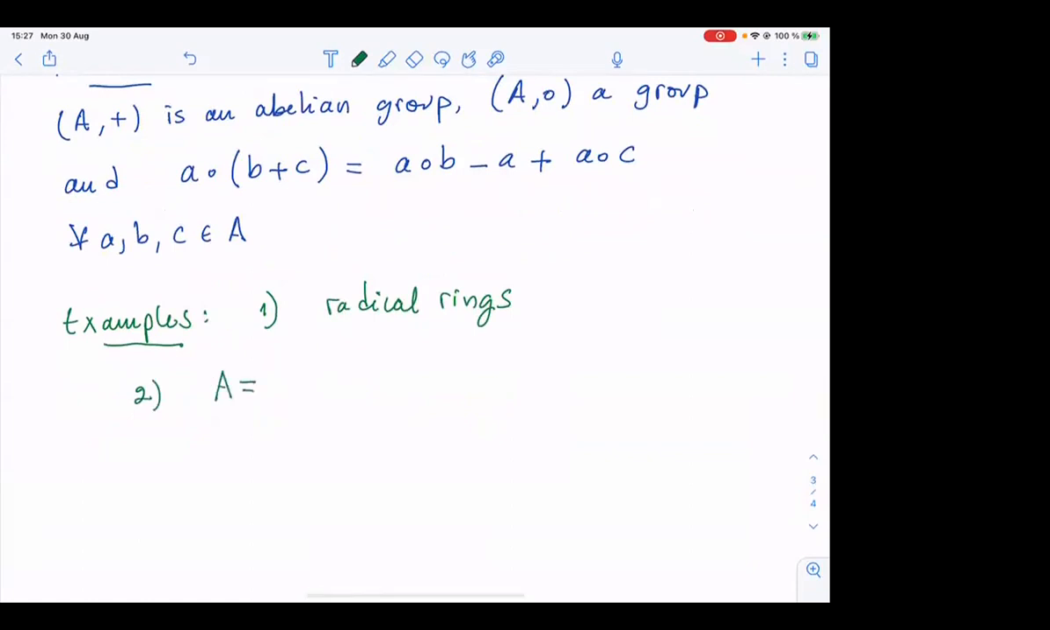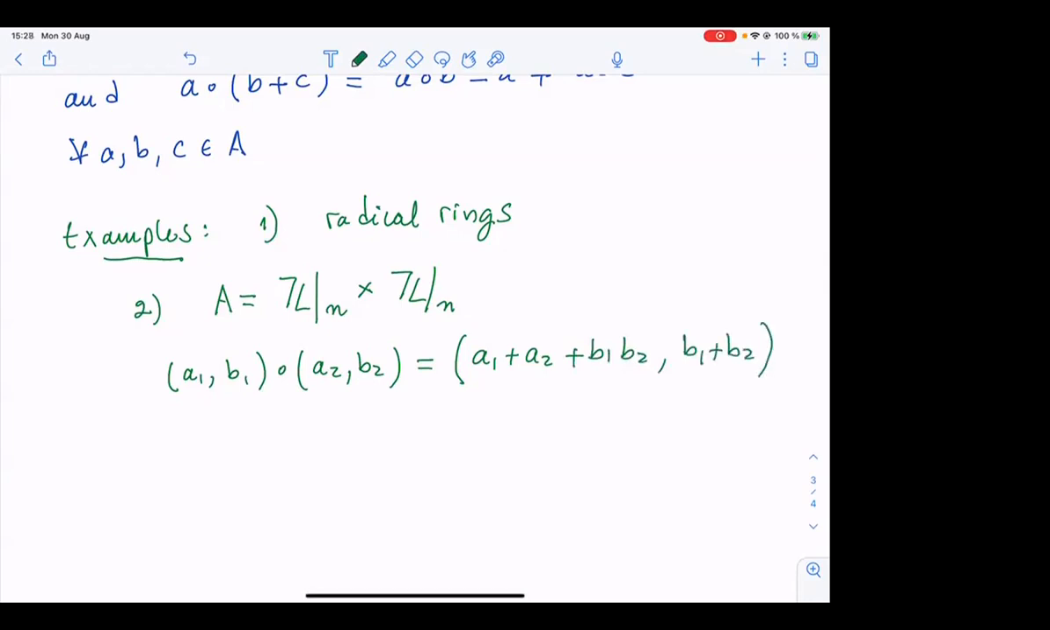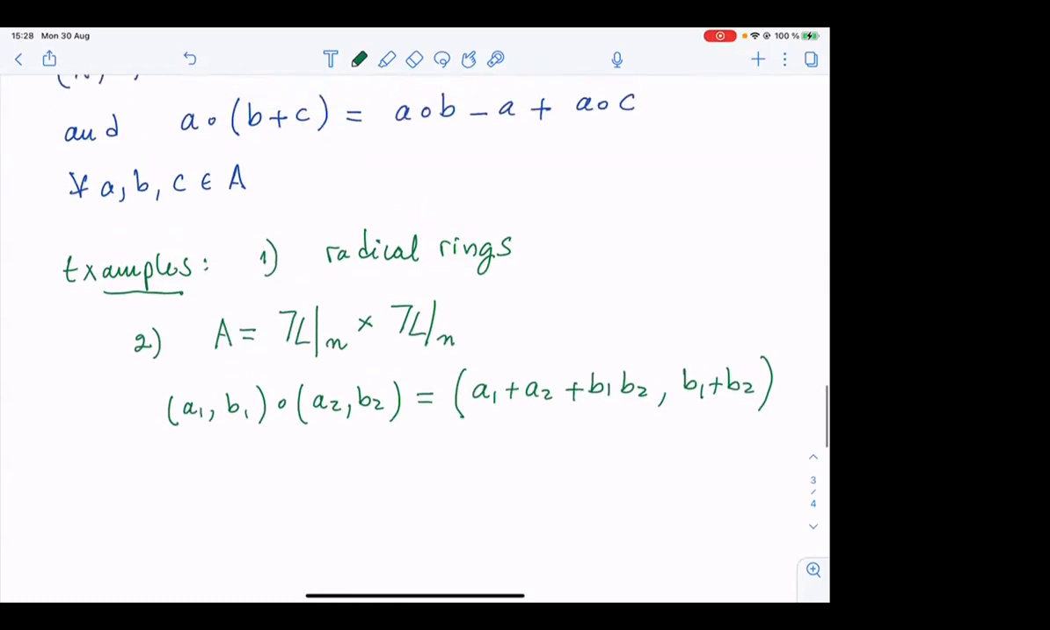So say that A is this abelian group written with addition, and then you need to define the circle operation between pairs like this. And what we are going to do is this. So first of all, we take this, and then plus B1 times B2, and here we take B1 plus B2. And you can easily check that this is again a brace. Okay, so these are my examples of braces.